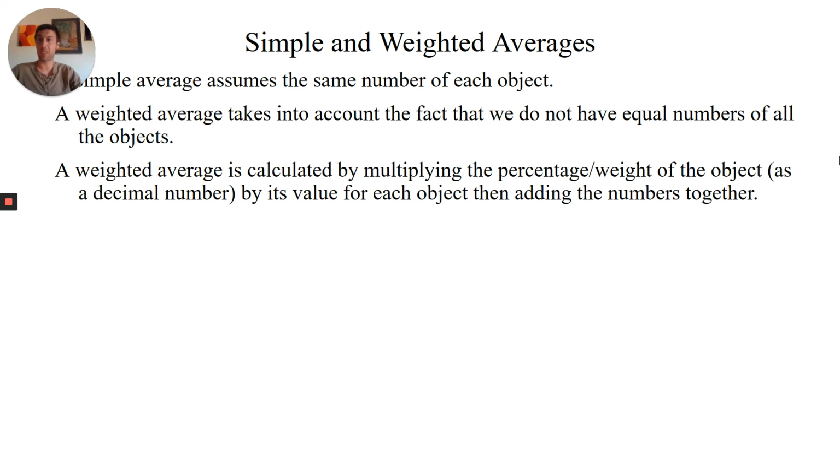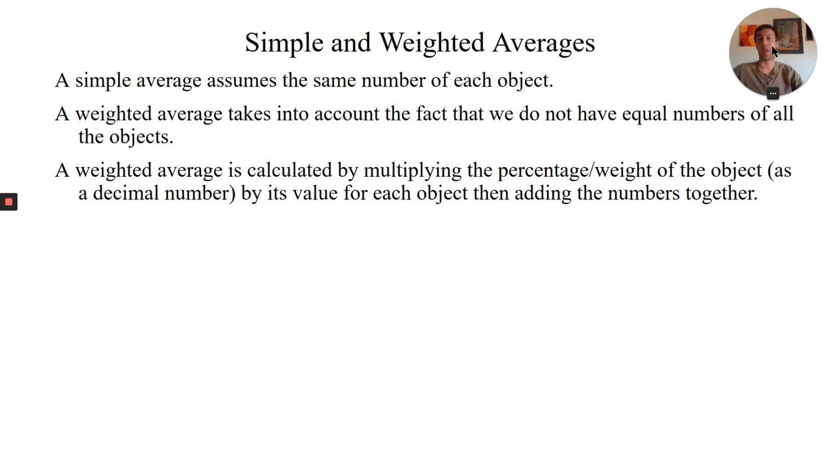And I do apologize because my picture is kind of floating in there. See if we can slide that around a little bit. Okay. A simple average assumes the same number of each object, or the same percentage of each object. A weighted average takes into account that we don't have equal amounts of each of those objects. Okay. So if we were to look at exams versus a reading assignment, right, we could go through and evaluate them as weighted averages if we wanted.